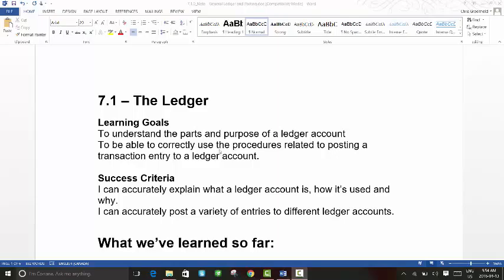We will know we are successful when we can explain what a ledger is, how it is used, and why, and when we can accurately post a variety of entries to different ledger accounts.